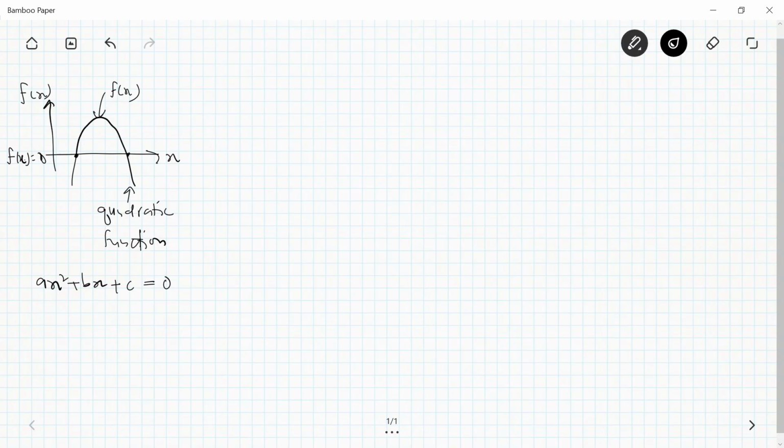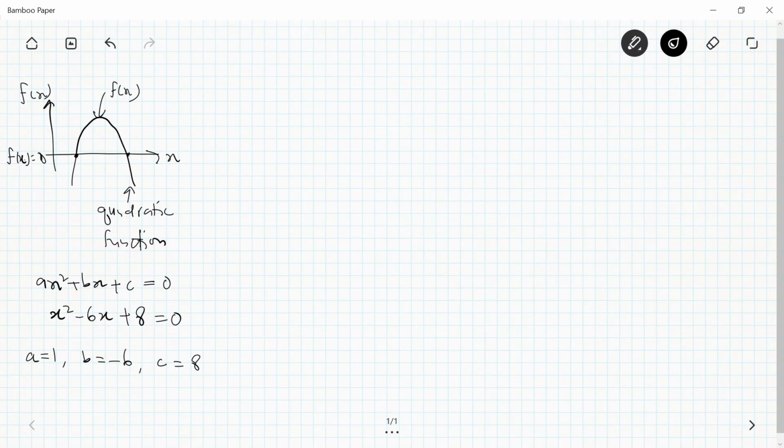So let's try with this case here, which is x squared minus 6x plus 8 equal to 0. Okay, so we can solve this analytically. And note that in this case, our a is equal to 1, our b is equal to minus 6, and our c is equal to 8, right? So in order to solve this, there are two ways.